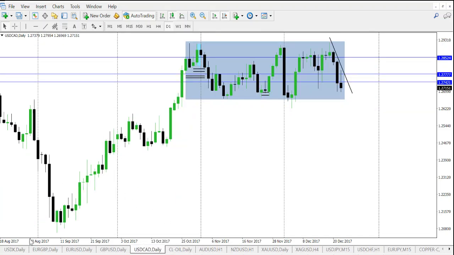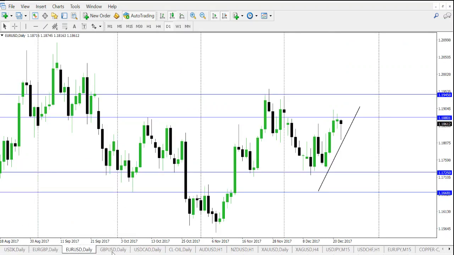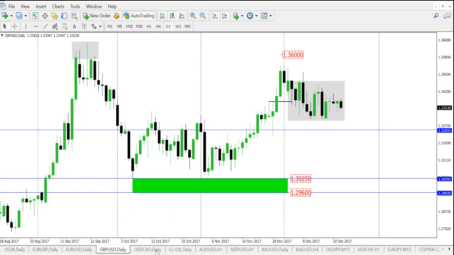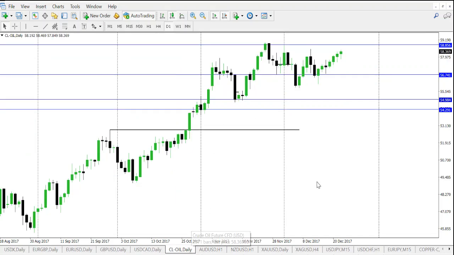So the major pairs that we trade, again, we get our bias from the US dollar index. We trade the EURUSD, the GBPUSD, and the USDCAD. And in conjunction with the USDCAD, to get our bias, we also trade oil. So those are the start of the major pairs and currencies that we trade.